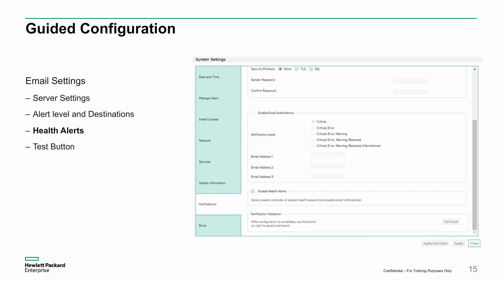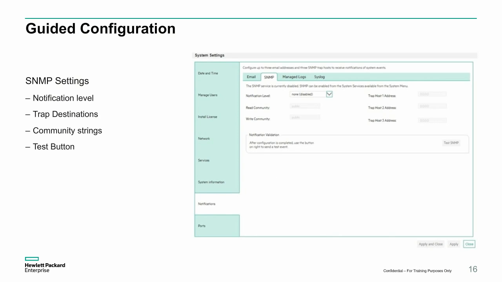Finally, there's a test button to validate all settings are correct and that email alerts can be received correctly. Here we show the SNMP settings. This includes the notification level, the trap destination IP addresses, and the read and write community strings. And finally, the test button to test a SNMP trap to validate settings are correct.